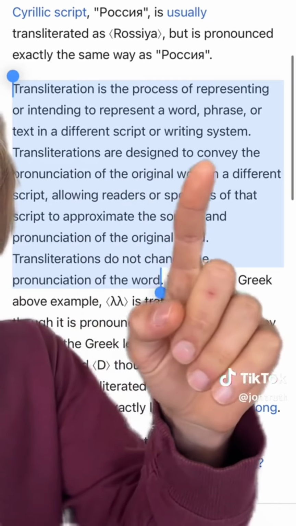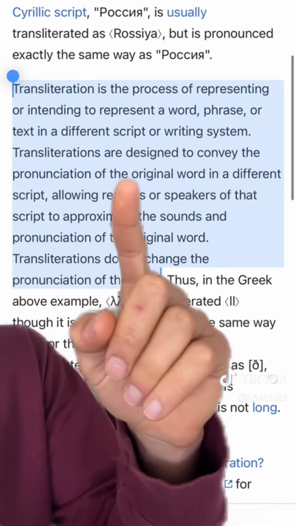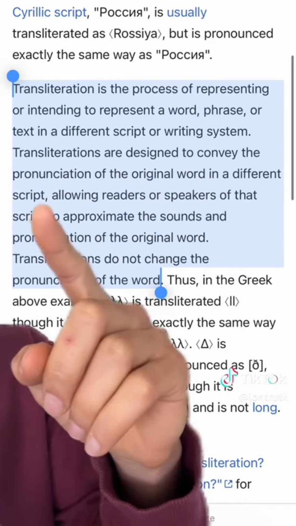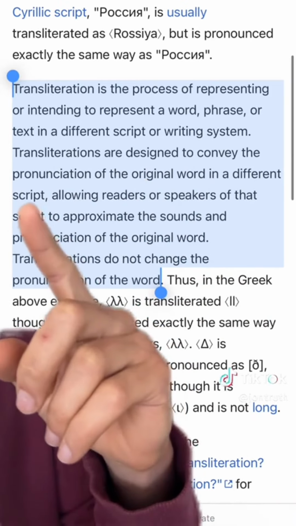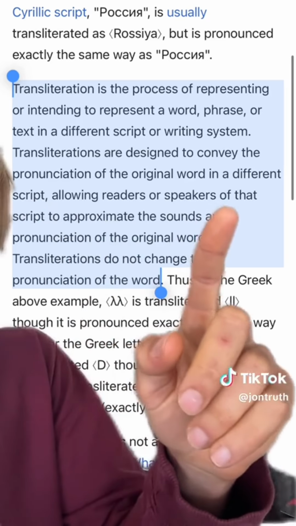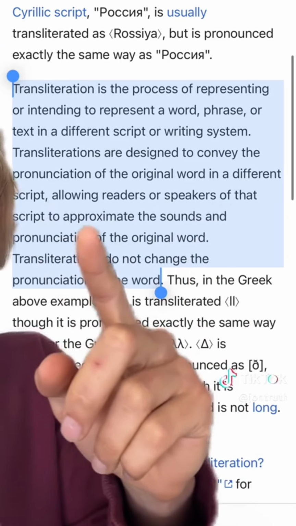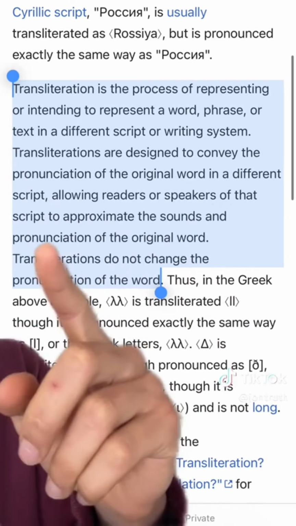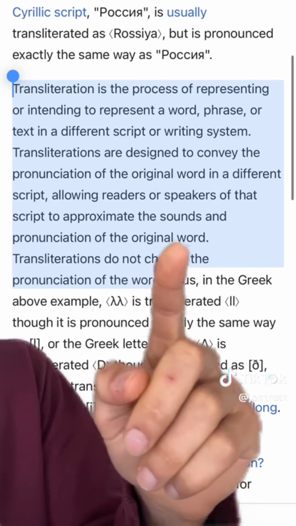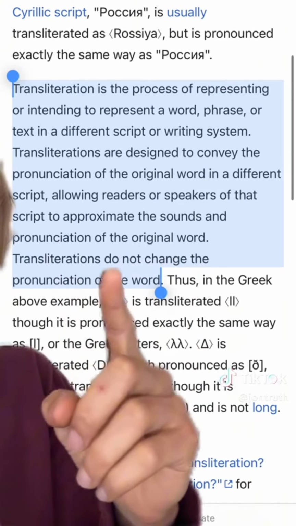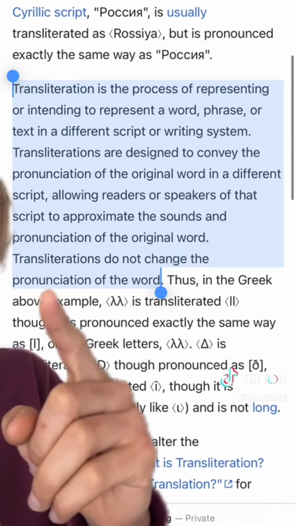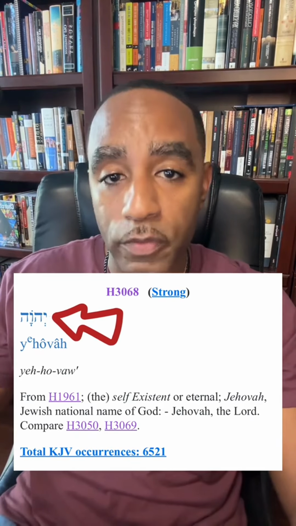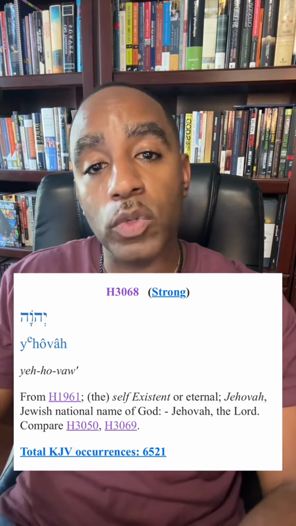Transliterations are designed to convey the pronunciation of the original word in a different script or language, allowing readers or speakers of that script to approximate the sound and pronunciation of the original word. Transliterations do not change the original pronunciation of the word. The Hebrew word there in Genesis 2:7 is the Hebrew word for the proper name of God. It has 4 Hebrew letters, Yod, He, Vav, He.